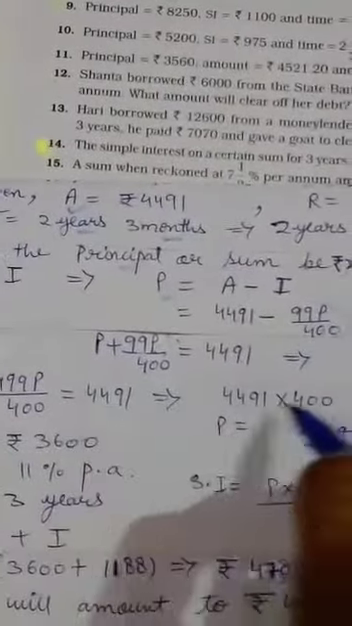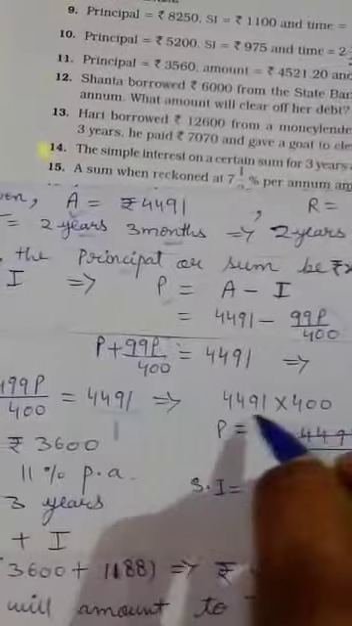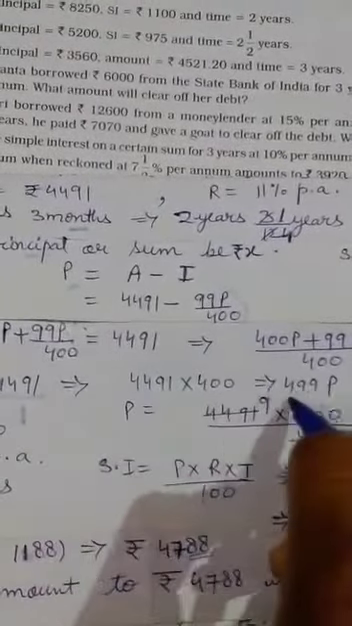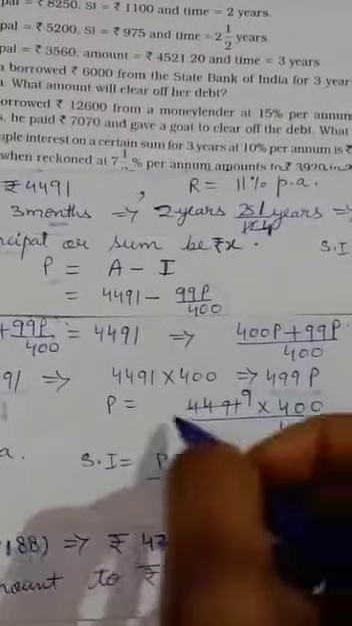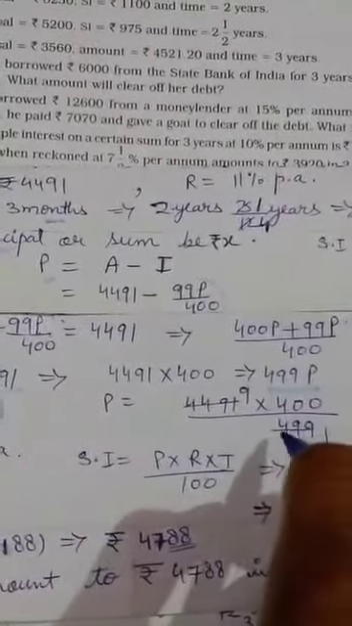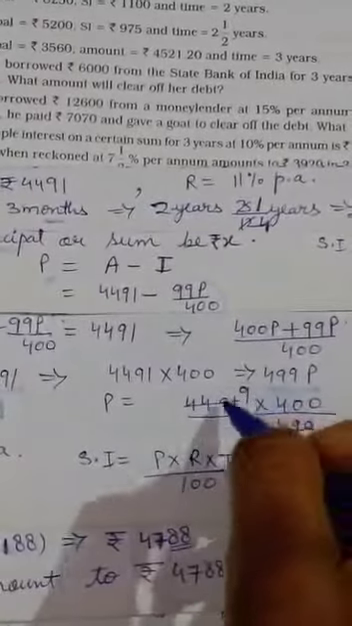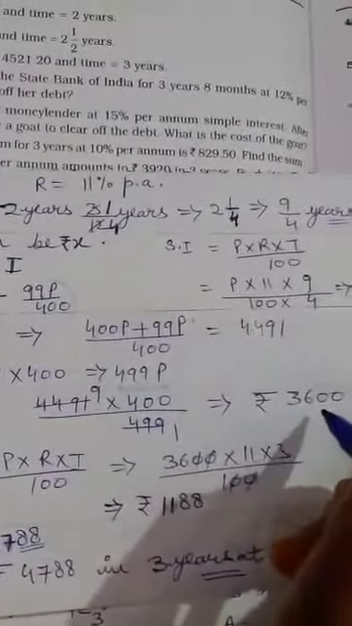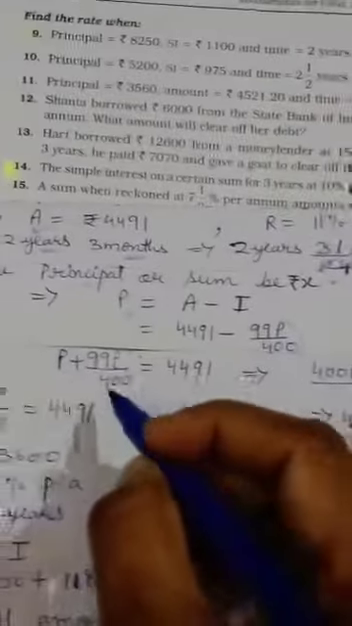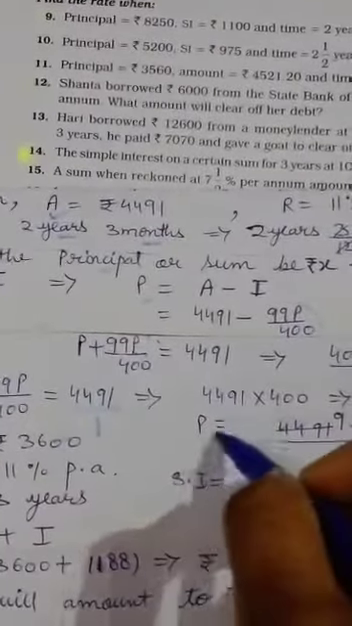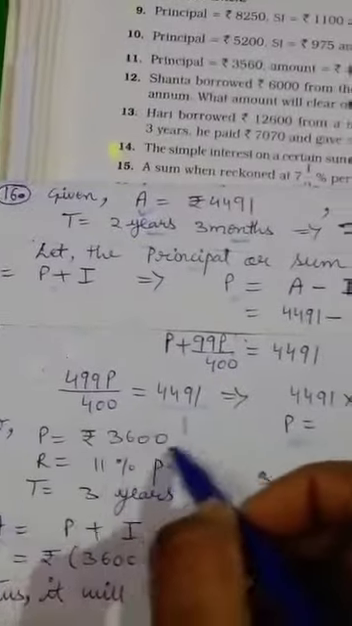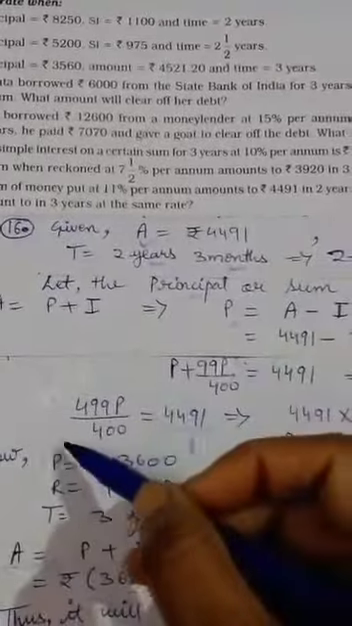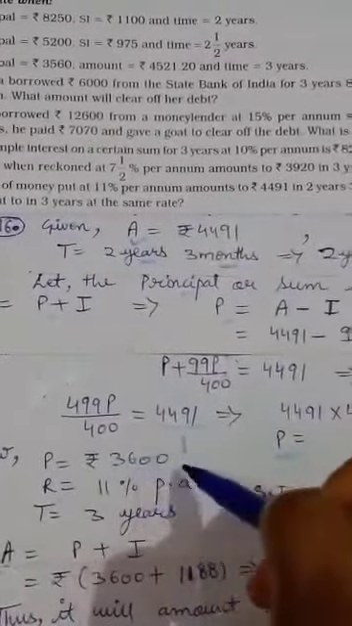Now cross multiply, we take 1 as the other denominator. Now we have to find P. Here it is in multiplication form, so it becomes division form. Now it will go up by 9 times. Multiply it, you will get rupees 3600. This is your principal. Now we have to find its second part. We get the principal rupees 3600.